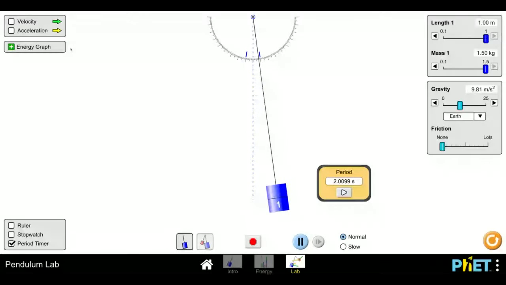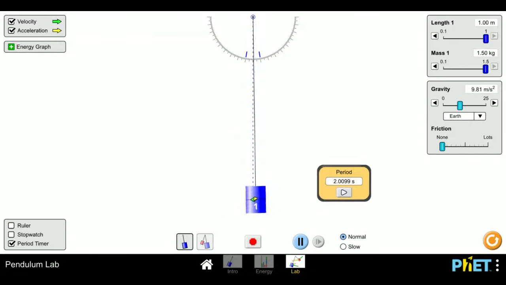All right, so you can also, if you want to, turn on the velocity and acceleration and watch the acceleration of our pendulum bob change. You can see that acceleration is always pointing towards equilibrium, which is what you expect for something that undergoes simple harmonic motion, that it's always accelerating back to the equilibrium position. Okay?